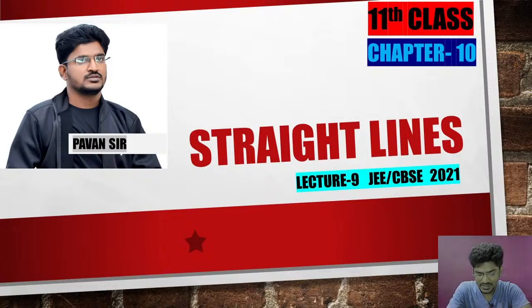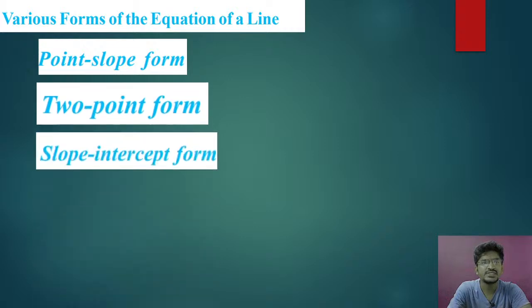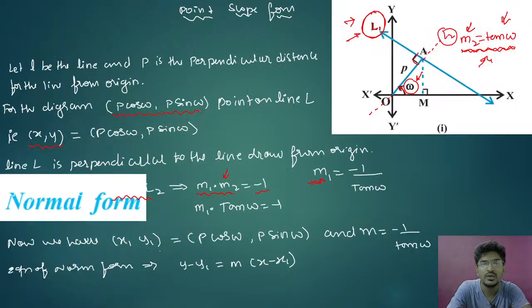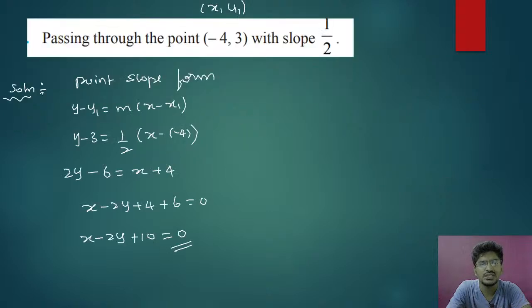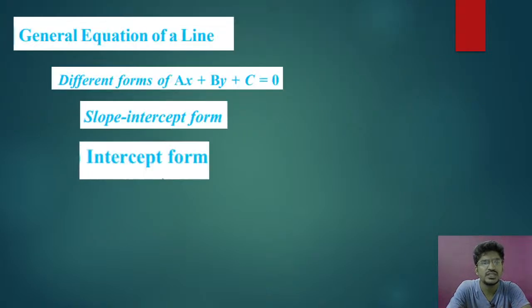Okay, so let us start this particular class. We have already seen various forms of equation of line, that is point slope form, 2-point form, slope intercept form, and normal form. And we have gone through all these problems and solutions. So in this class I will go through this particular concept, that is general equation of line.